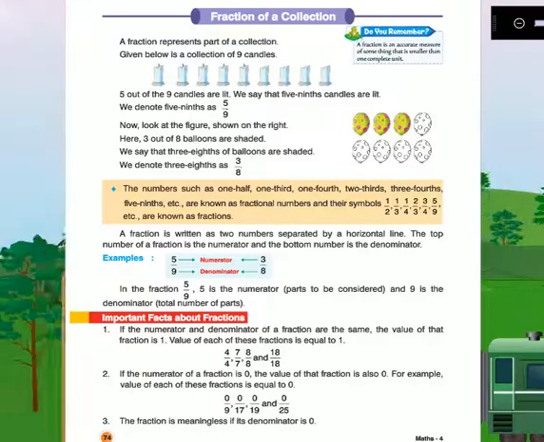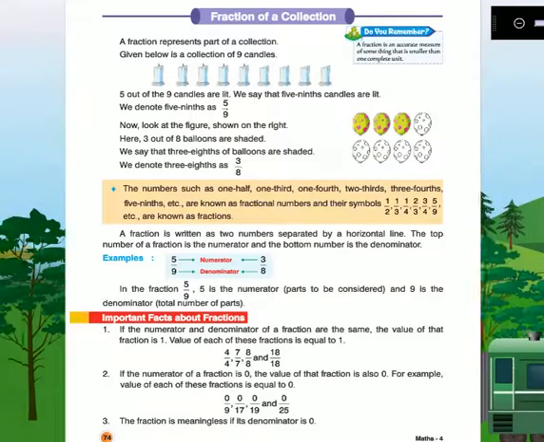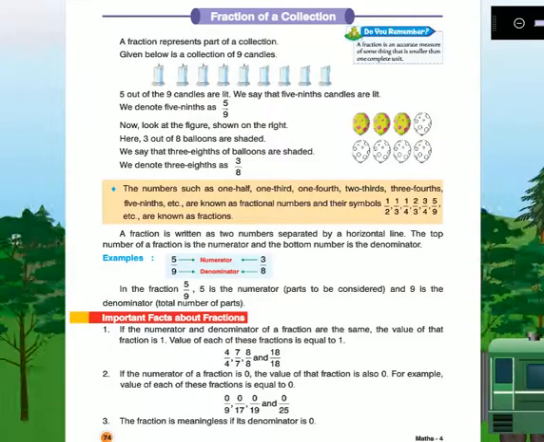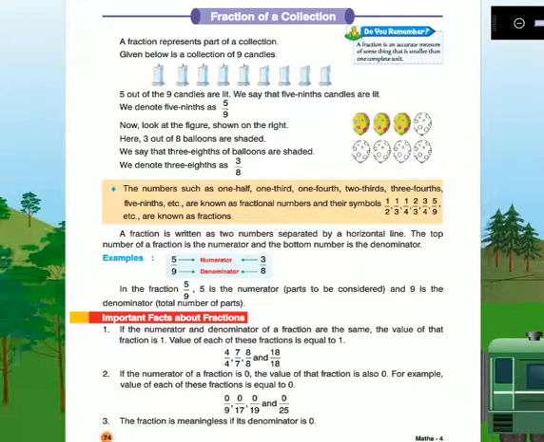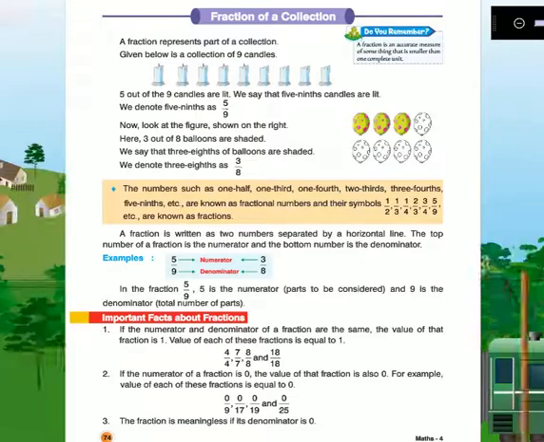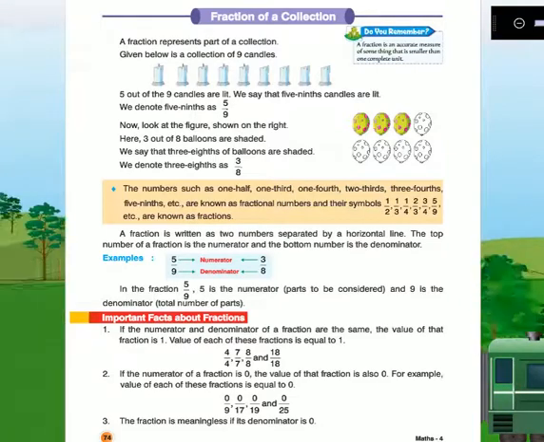Given below is a collection of 9 candles. 5 out of the 9 candles are lit. We say that 5/9 of the candles are lit. We denote this as 5/9.